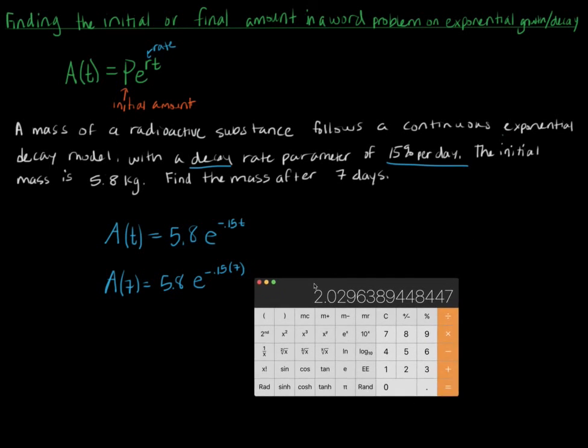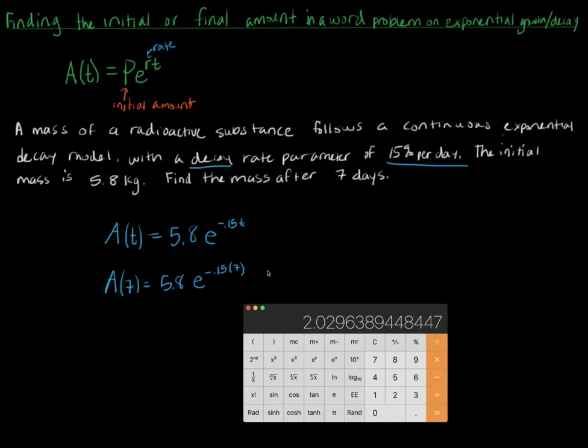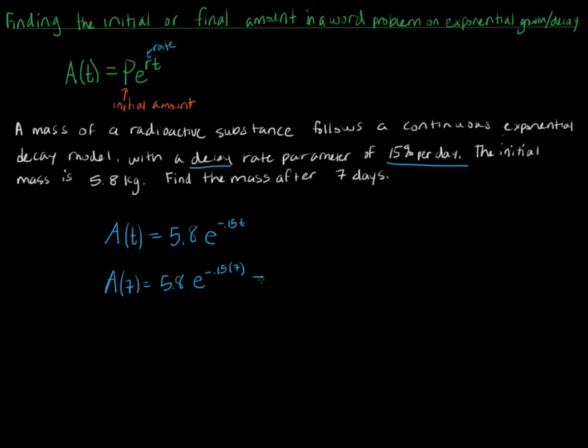So our final answer should be 2.03 if we round to 2 decimal places. So 2.03 kilograms is the mass after 7 days. And that's how you find an initial or final amount in a word problem on exponential growth or decay. And this is really specifically talking about continuous growth or decay.